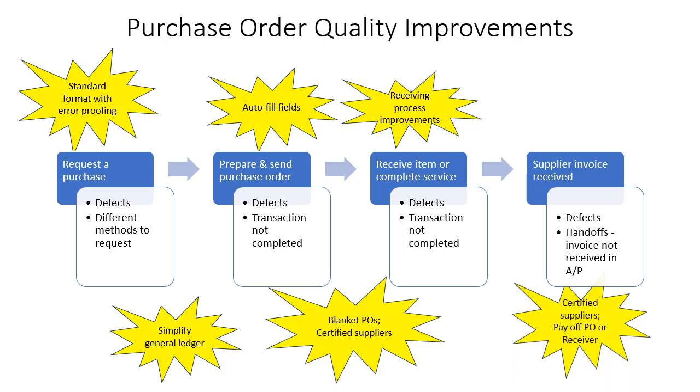And in terms of receiving the supplier invoices, improving quality, I talked about certified suppliers. And you may be able to pay off the purchase order. You may be able to voucher in accounts payable based on the receipt. Okay? And so there's different things you can do to maybe not require a supplier invoice.